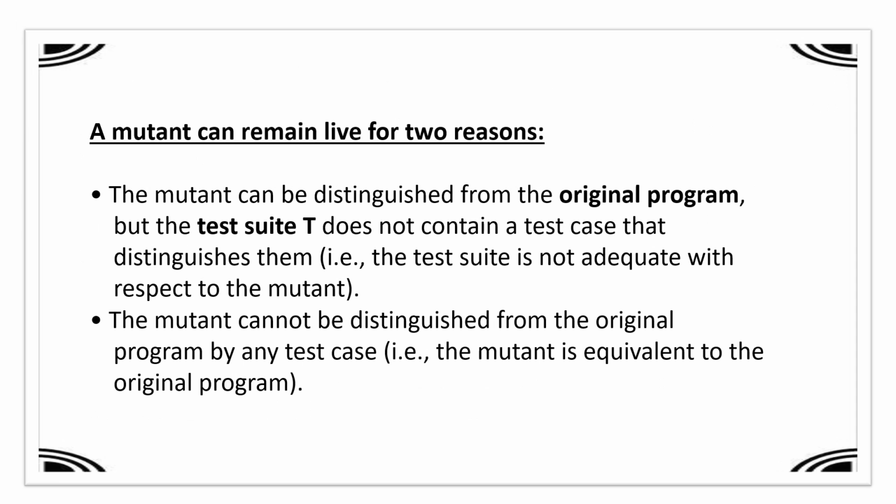A mutant can remain live for two reasons. Firstly, a mutant can be distinguished from the original program, but the test suite T does not contain a test case that distinguishes them. That is, the test suite is not adequate with respect to the mutant. Secondly, the mutant cannot be distinguished from the original program by any test case. That is, the mutant is equivalent to the original program.